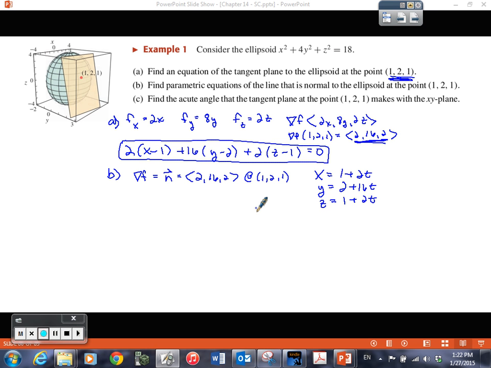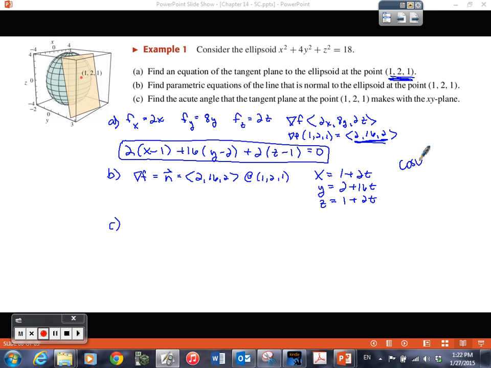Alright, the last part, part C, asks us to find the acute angle that the tangent plane at the point (1, 2, 1) makes with the xy plane. Okay, so again, recalling from several units ago how to find the angle between two vectors, let's write that formula over here just as a reminder.